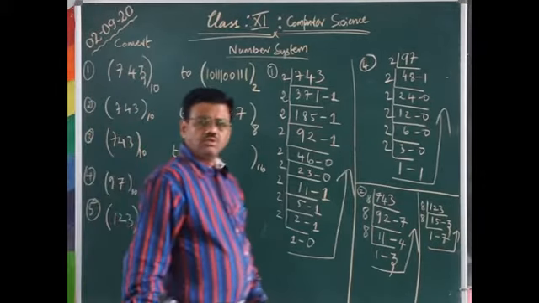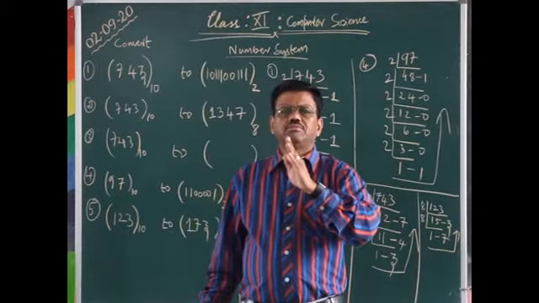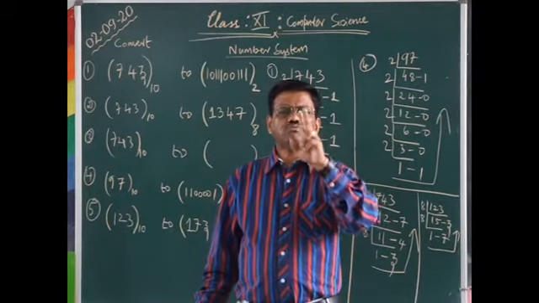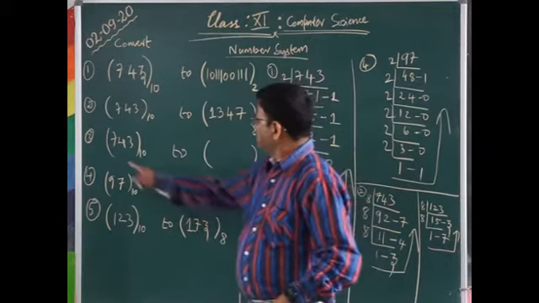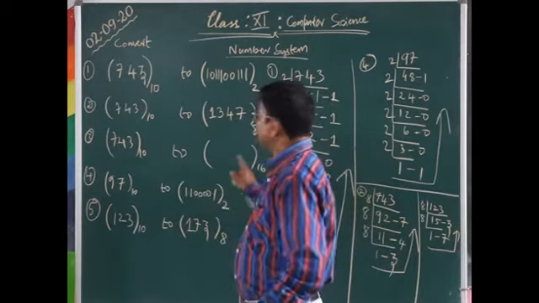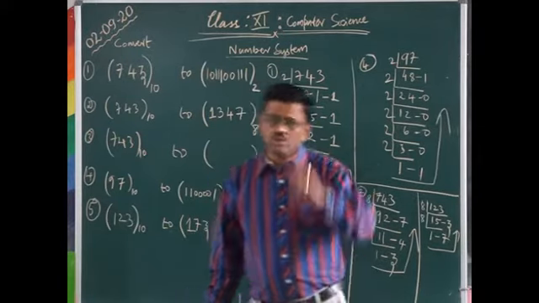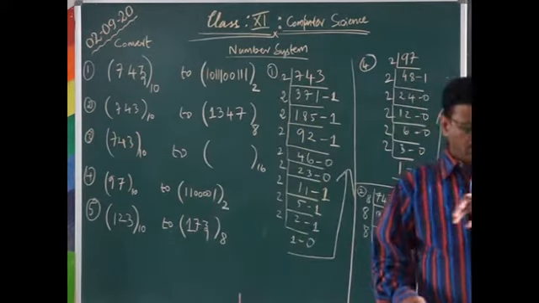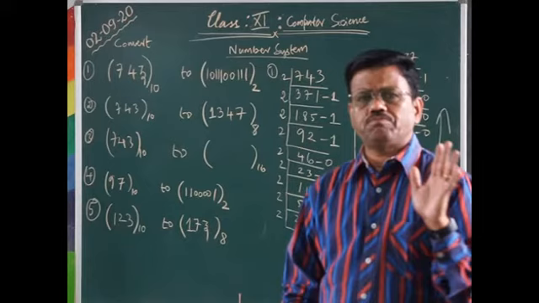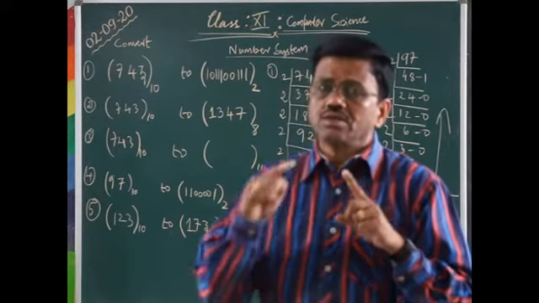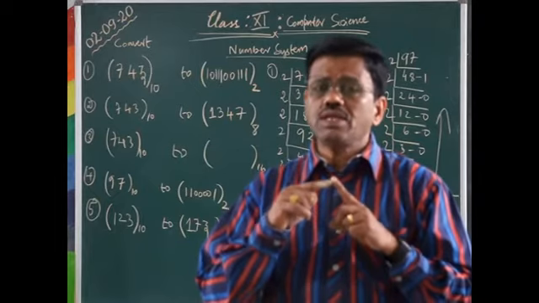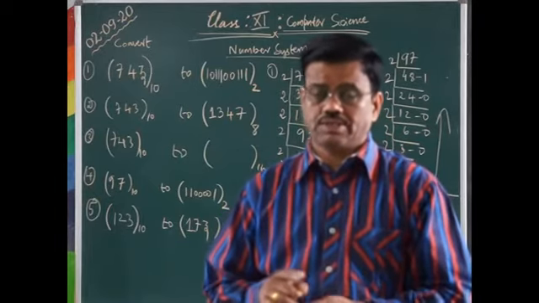The last conversion. Decimal to binary, 2 problems we did. Decimal to octal, 2 problems we did. Now, decimal to hexadecimal, we'll do 2 problems. Quite simple. Boys and girls, you need to understand this very, very clearly. What do you need to understand? The hexadecimal is the only number system which has alphabets.